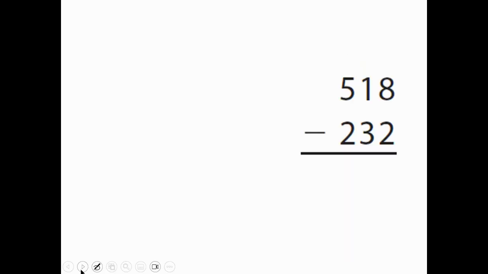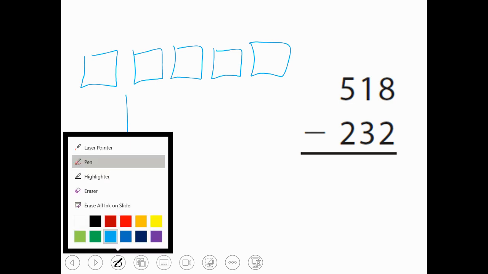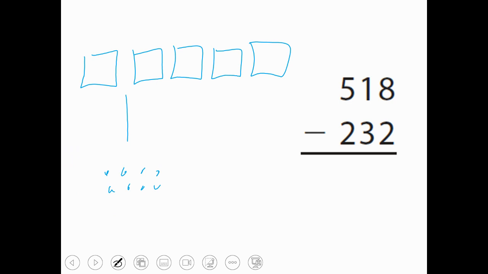All right. So 518 minus 232. Again, I can draw out my place value. So I can do 500, and then I have 10, and then I have 8 ones. Okay? Then I'm going to subtract 232. Again, I'm still going to start at my smallest place value. All right, well, I can subtract 2 off. That means I have how many left? 6. Go to the next place value.